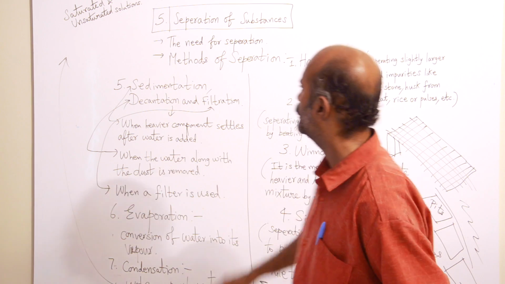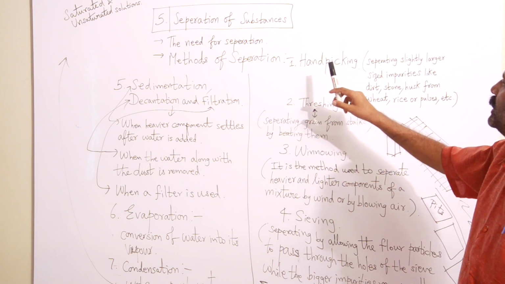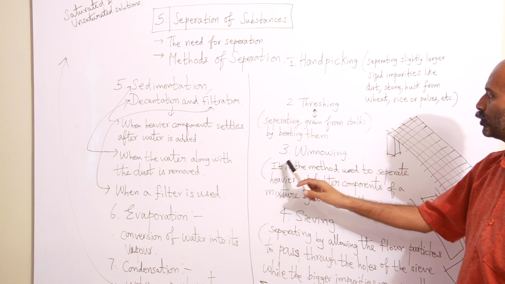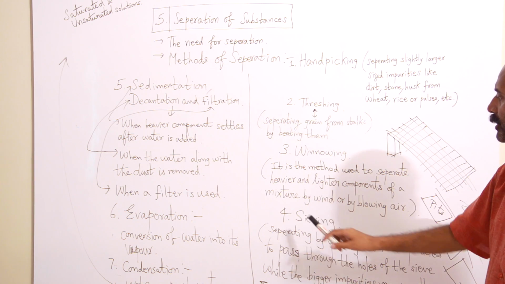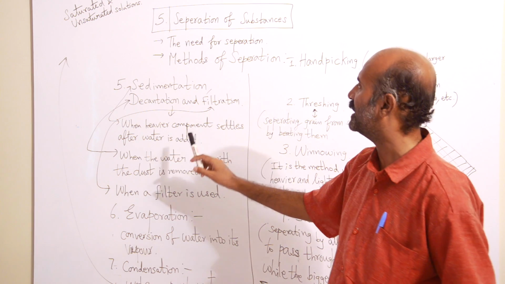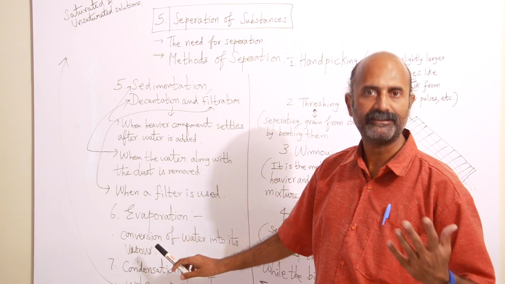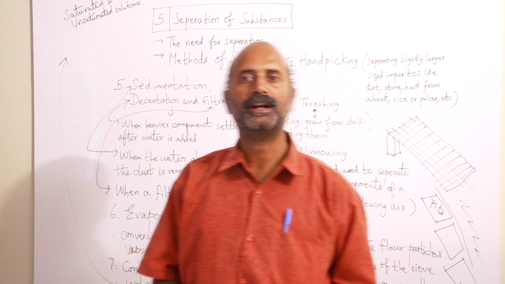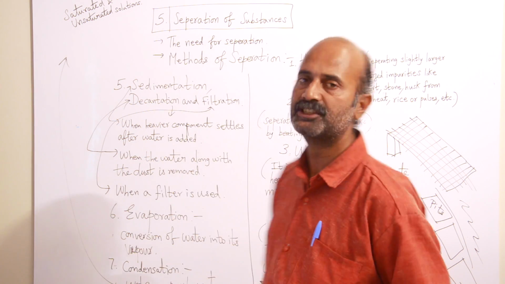So let me recap the basic methods of separation. Number 1, hand picking. 2, threshing. 3, winnowing. 4, sieving. 5, sedimentation, decantation and filtration. 6, evaporation. 7, condensation. So guys, this is about separation of substances, chapter 5.